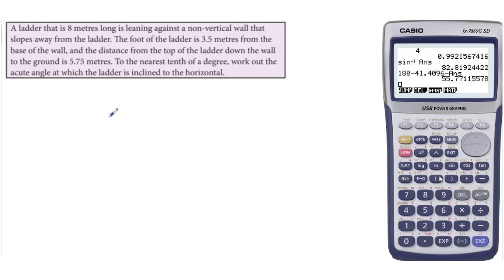A ladder that is 8 meters long is leaning against a non-vertical wall that slopes away from the ladder. The foot of the ladder is 3.5 meters from the base of the wall, and the distance from the top of the ladder down the wall to the ground is 5.75 meters. To the nearest tenth of a degree, work out the acute angle at which the ladder is inclined to the horizontal. So I'm reading that as the angle made between the horizontal ground and the base of the ladder.